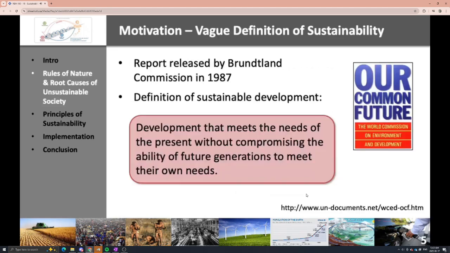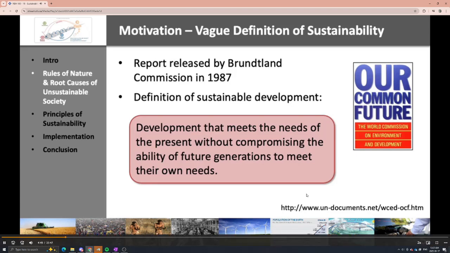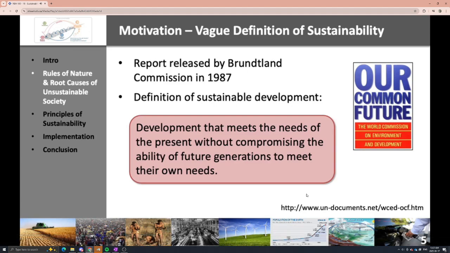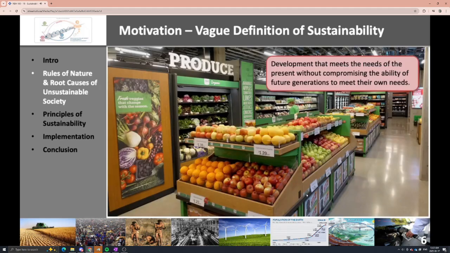So let's get started. The motivation for all of this is that the somewhat vague Brundtland definition of sustainability doesn't really offer a whole lot of guidance about how to actually become more sustainable. The Brundtland Commission definition was very good at creating international buy-in, but as we discussed previously, it wasn't very practical.